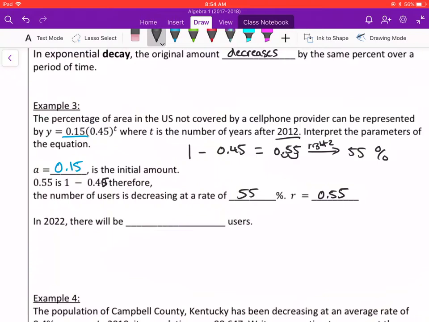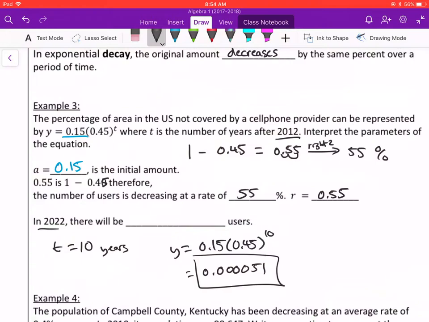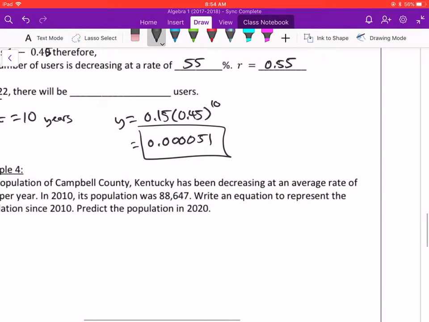In 2022, there will be how many users? Well, from 2012 to 2022, time will be 10 years. So if I plug that into the equation, y equals 0.15, 0.45 to the 10, straight into the calculator gives you 0.000123451. Okay, looks like a pretty small amount, but it's decreasing by 55% every year. That's a lot. All right, let's do one more example.